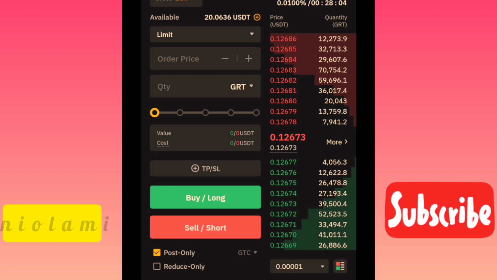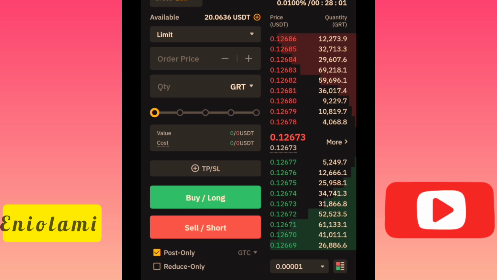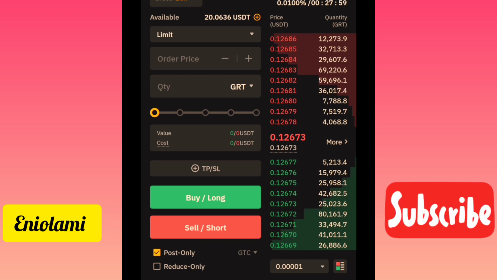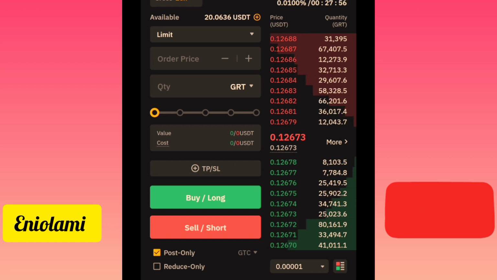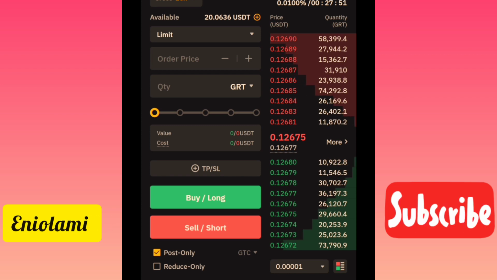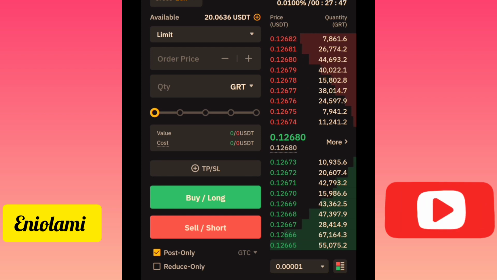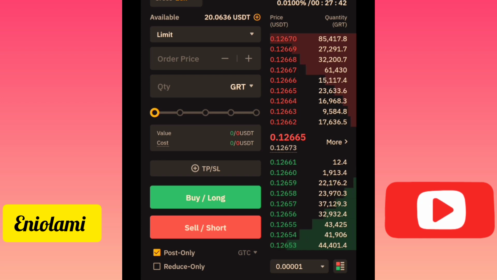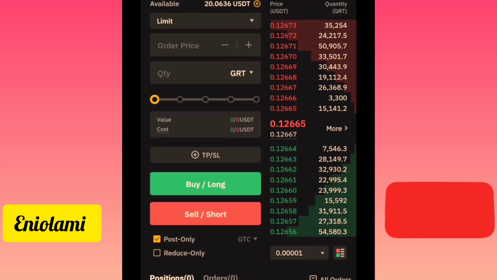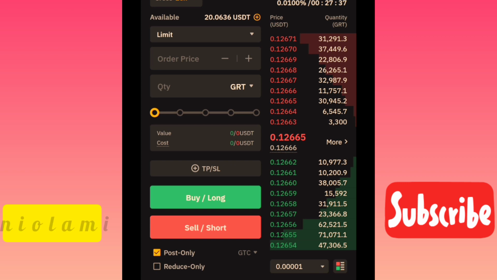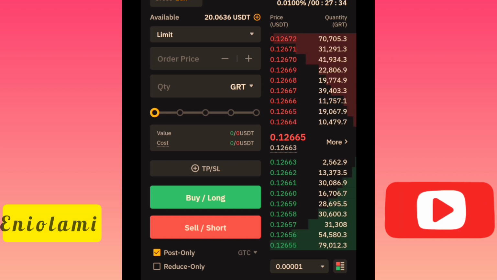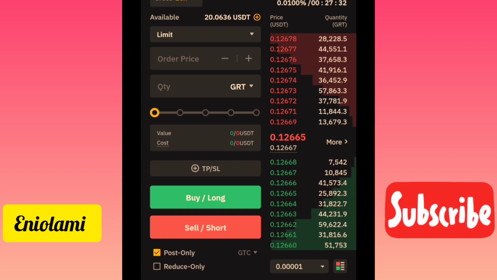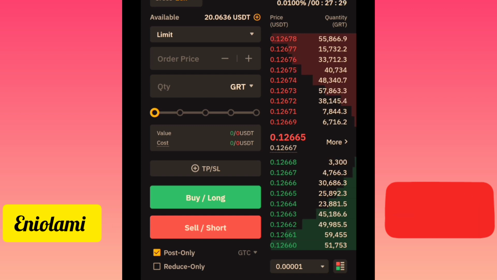The minimum leverage you can have is 5x, meaning that your margin is multiplied by 5. If you are entering a trade with $2, automatically when you place that leverage on 5x, your total cost will be $10. That is 2 times 5, which is 10. If you are entering a trade with $5 and you put it on 10x, you are multiplying your 5 times 10. I hope you are understanding what I'm saying.